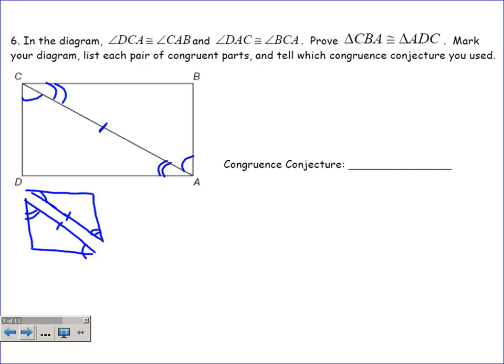Okay, you have to look at the diagram here. I have an angle here, I have the side in between, and I have an angle right here. What is that called? Angle, side, angle. You need to look at the diagram to figure out what information you have. Angle, side, angle.